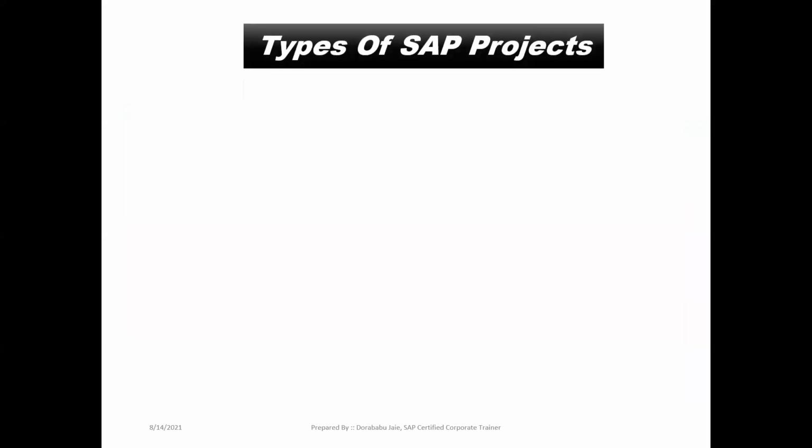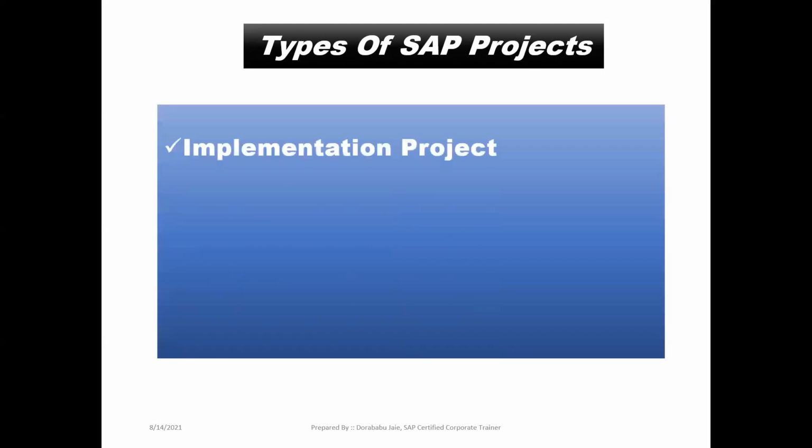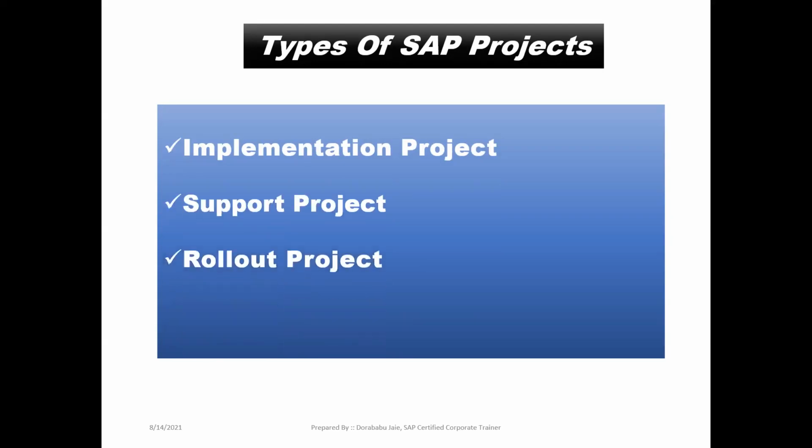After completion of the training program, once we get the job, we have to work on an SAP project. Let us see the types of SAP projects. In total we have 4 different projects. One is the implementation project, second is the support project, third is the rollout project, and fourth is the upgradation project.